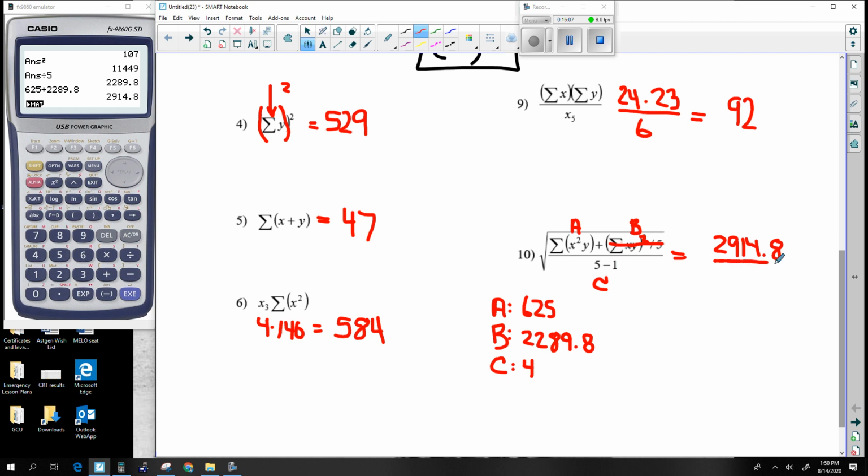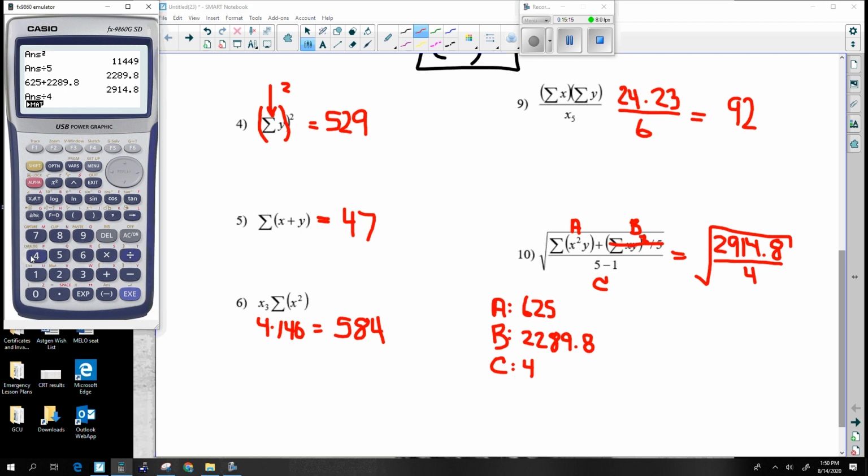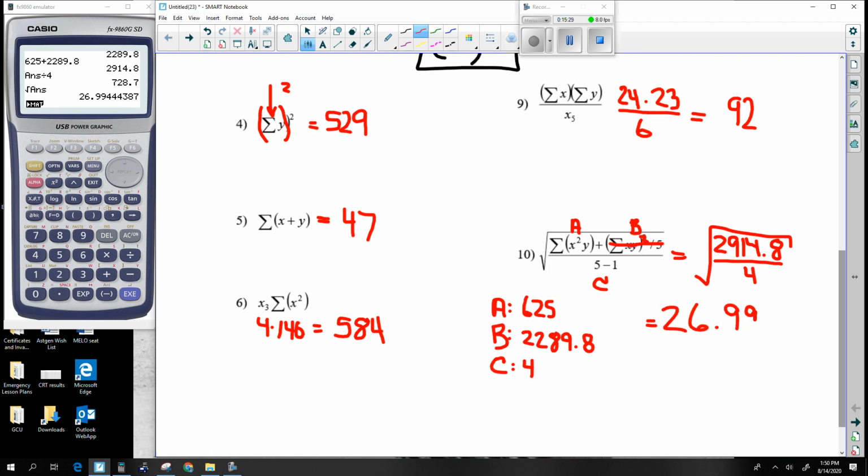What I'm going to do is divide that by C and then square root that. So I divide by C and then square root that. There it is.